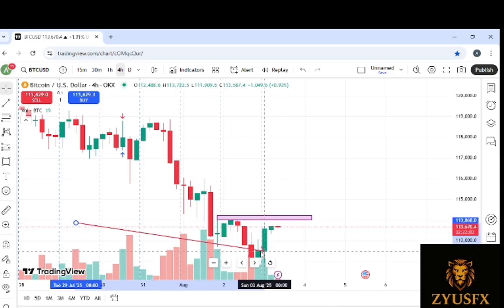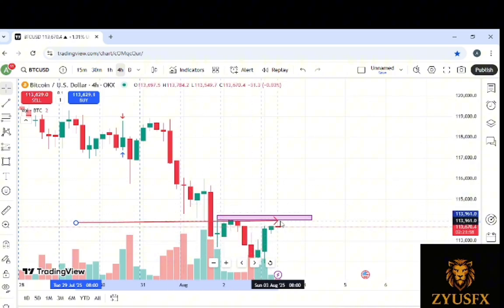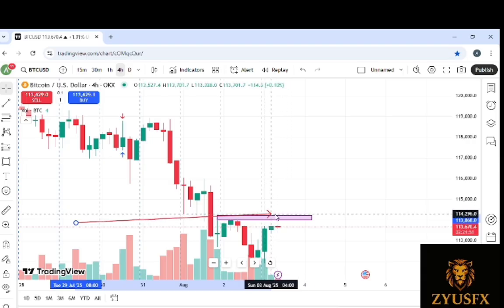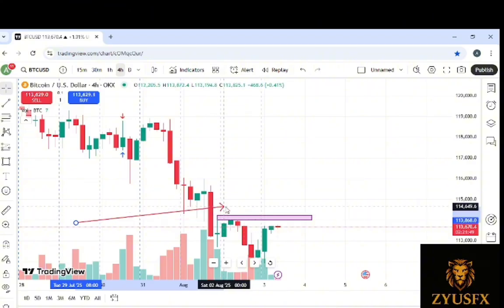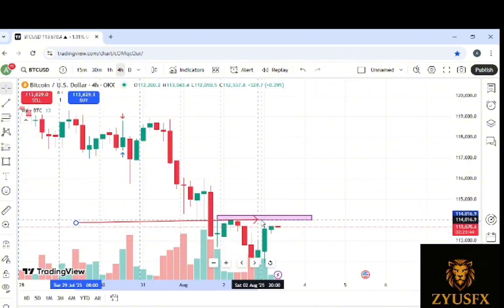The only time the trend will be changing from being bearish, which is down, to being bullish is when we have a strong 4-hour candle close above this level. Once we have a strong 4-hour candle close above this level, the trend has changed from being bearish, which is down, to being bullish, which is up. But as long as price is respecting this level, we are good for sell.